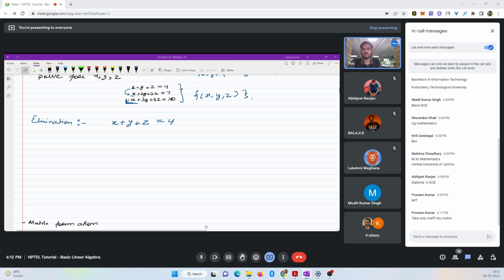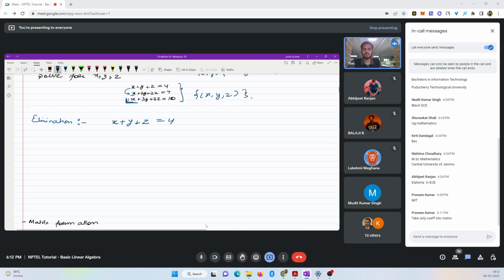Right. And our second equation becomes 0x plus y plus z is equal to 3, right? Now, our third equation becomes 0x plus 2y plus 2z is equal to 6. Okay, what can we do now?